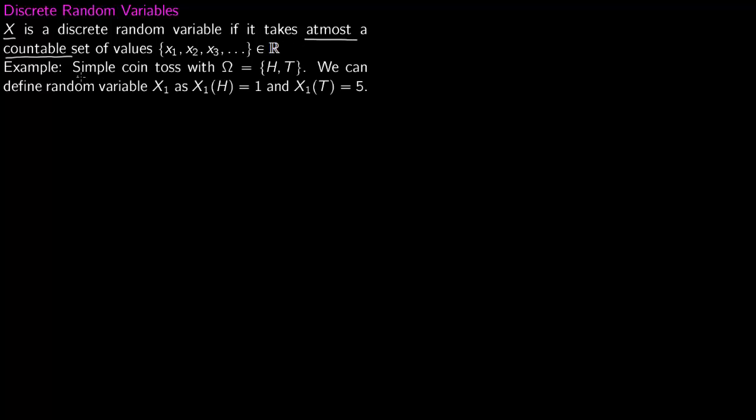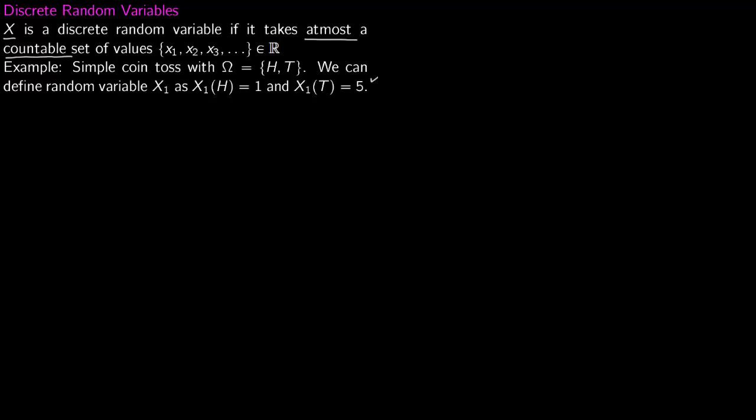For example, you have a simple coin toss. The sample space is head or tail. So you can define a random variable X1 as X1 of head is 1 and X1 of tail is 5. So we have discussed this example before.